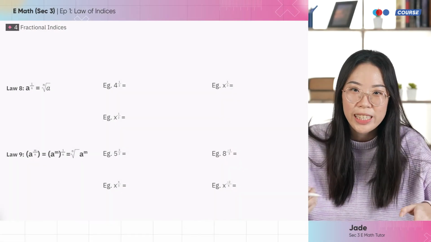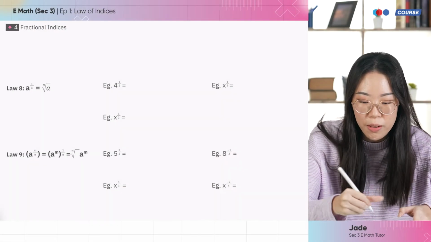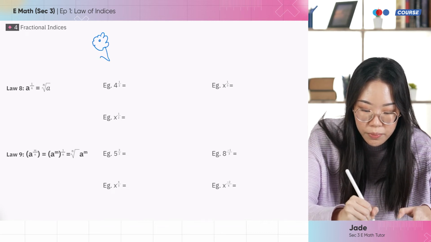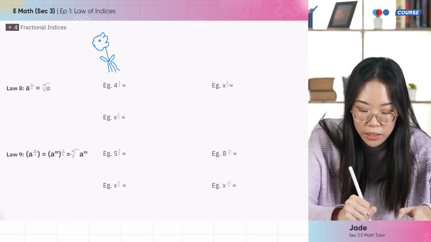To understand fractional indices, we can use a flower to represent it. So let's say I'll draw a flower here, and these are the roots.